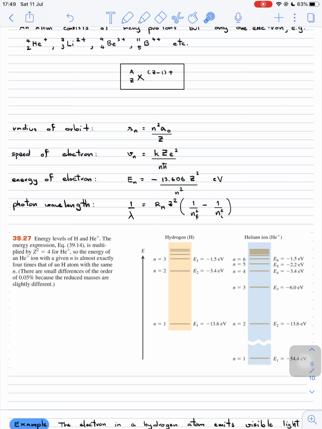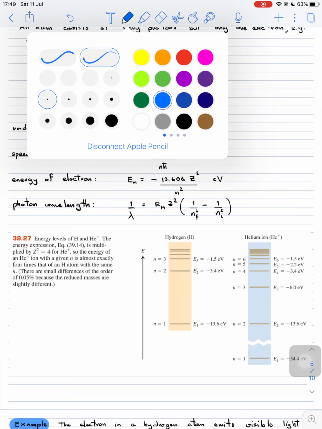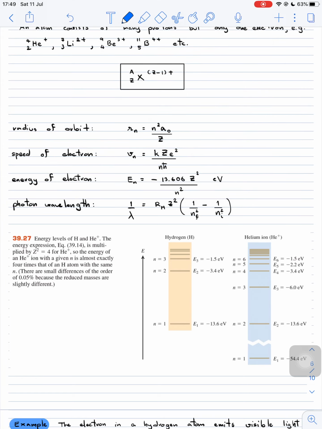Now this Z is called the atomic number, which is equal to the number of protons. And this A is called the mass number, or nucleon number. It is the number of protons plus the number of neutrons.